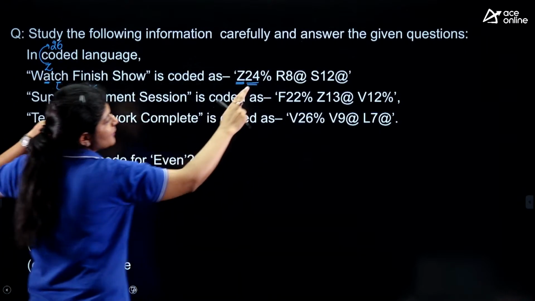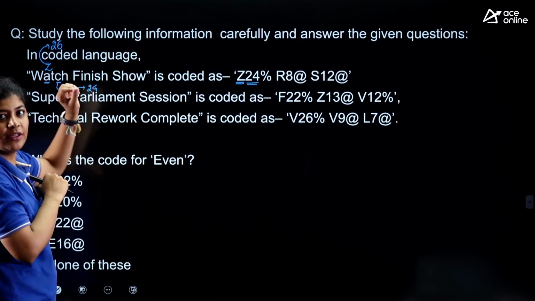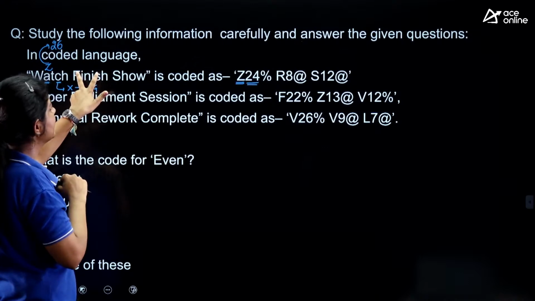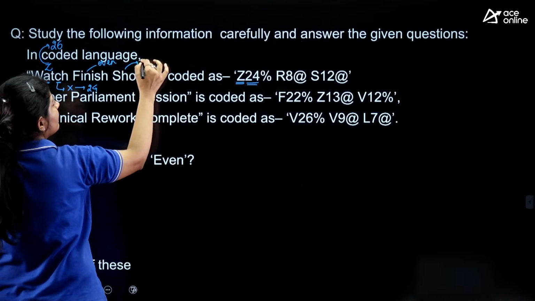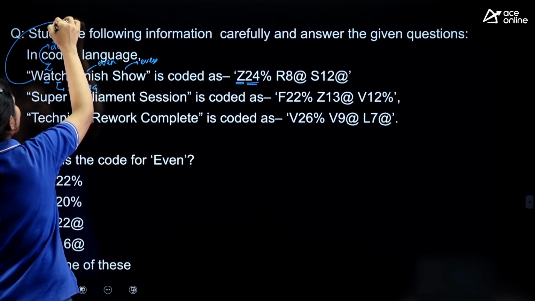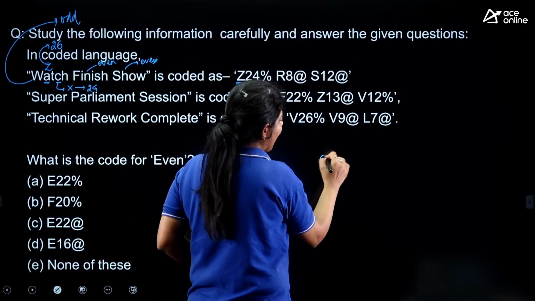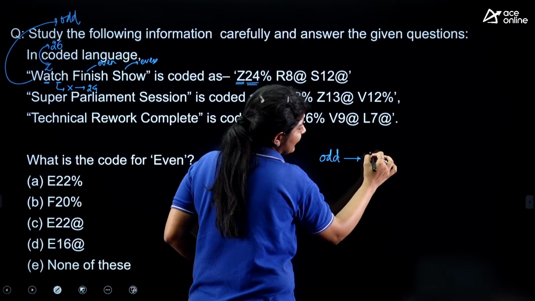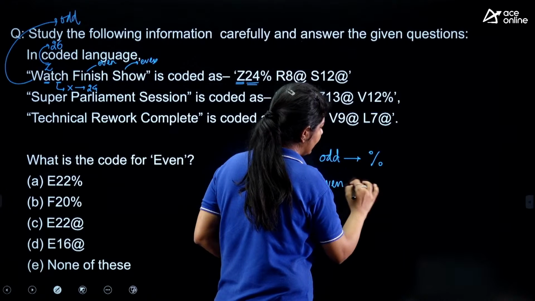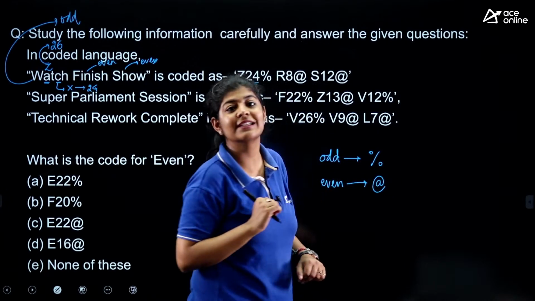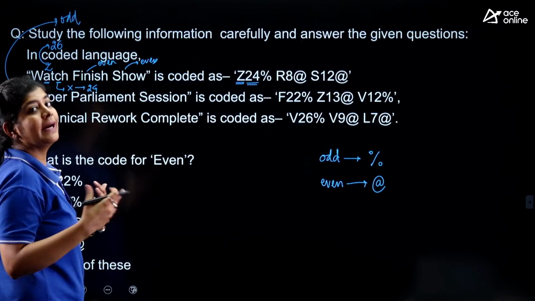And now what about this percent and this at the rate? Here how many letters do we have in a word? 5. Here 6, 4. These are even numbers of letters. But in this one we have an odd number of letters. That means if we have an odd number of letters, we use the percent symbol, and if we have an even number of letters, we use the @ symbol, right? Let's check if this works on some other words.